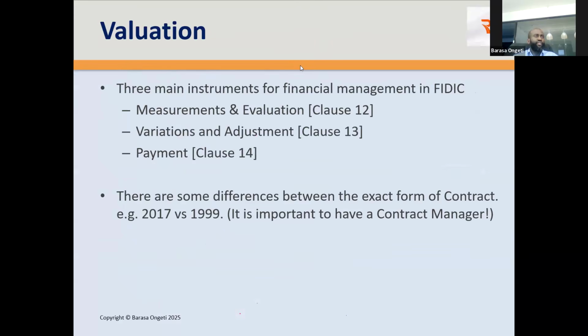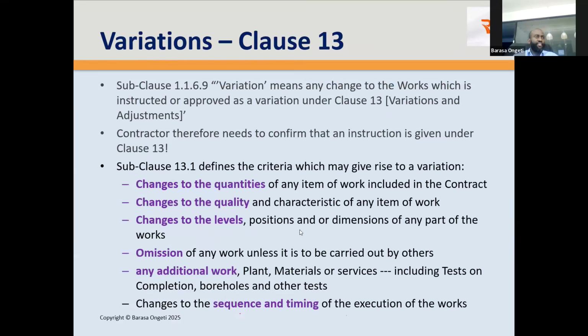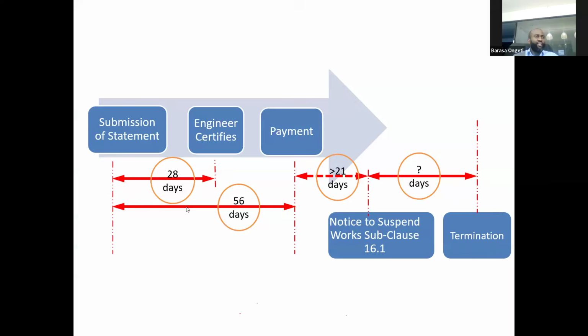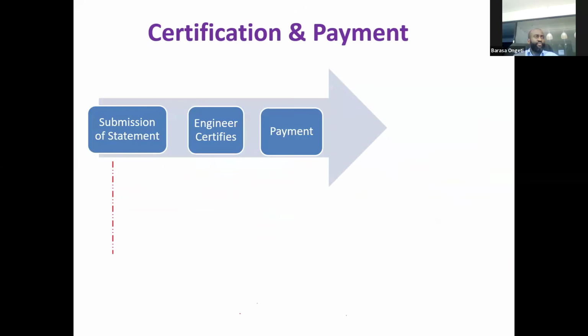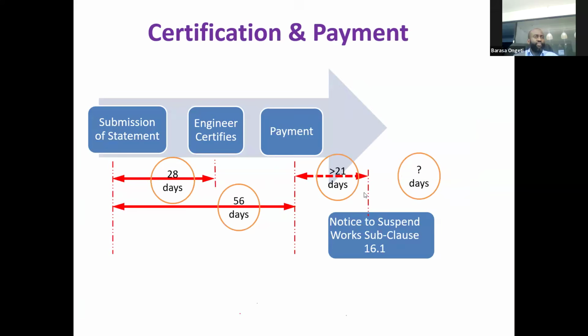Kalendu. 3 main instruments govern finance in FIDIC. Payment is clause 14, okay? But it's tied to these others. So you pay what has been measured, you pay any variation, and you pay any adjustment. So all these are related, okay? I hope that sufficiently answers your question. Yes, I think we have covered all the material.